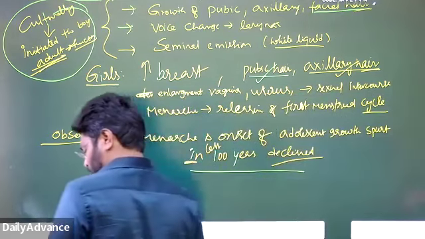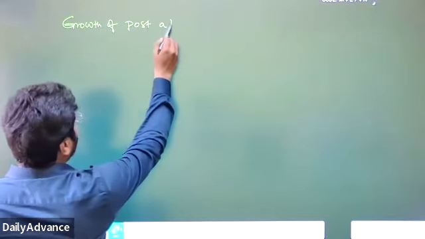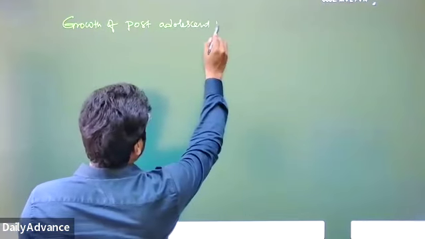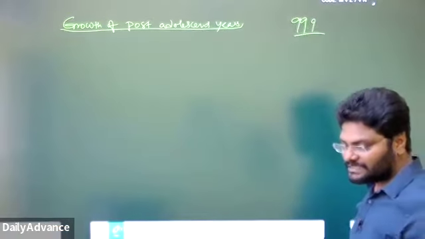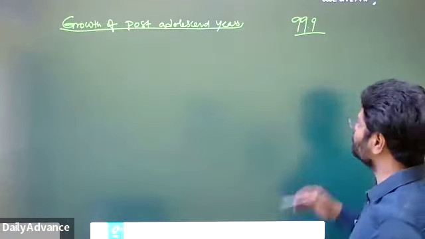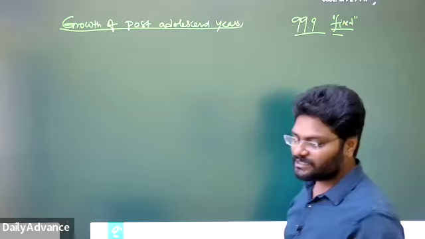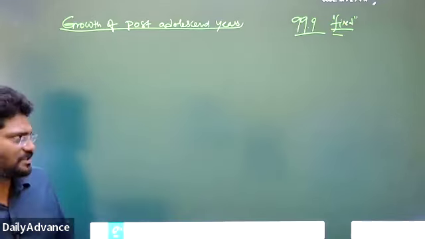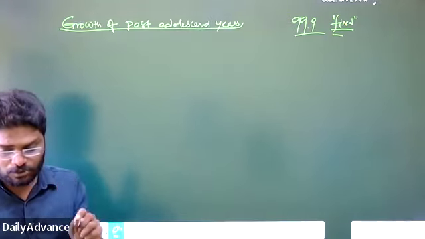Okay, so next, post-adolescent years. The growth related to the post-adolescent years. 99.9% of bones, muscles, height, weight are maximally fixed during the adolescent years. So it won't change in the future. But there are some minor changes that occur. Post-adolescent, only a few organs in our body tend to show variation.